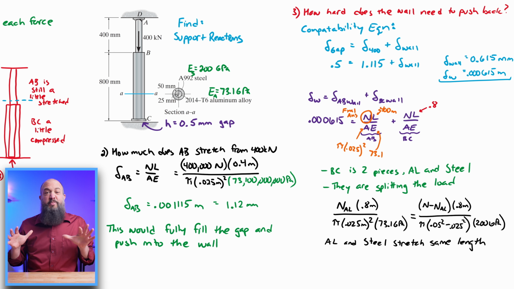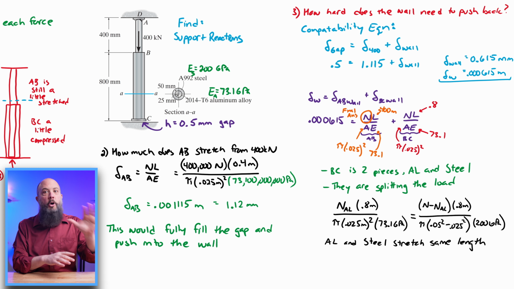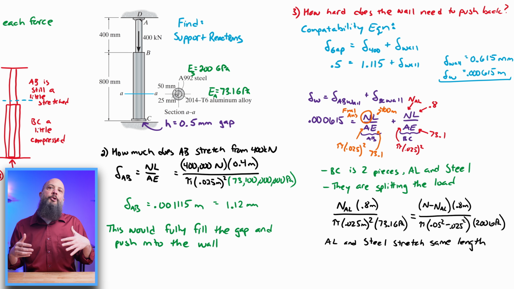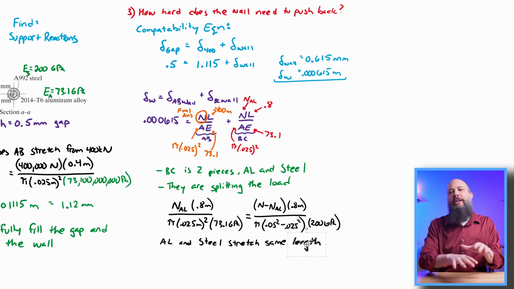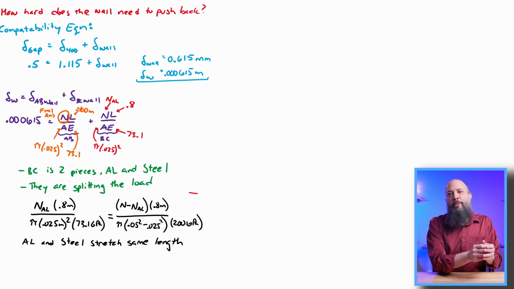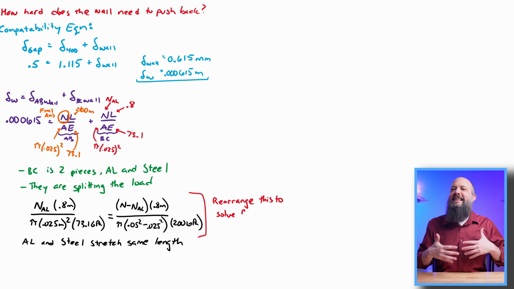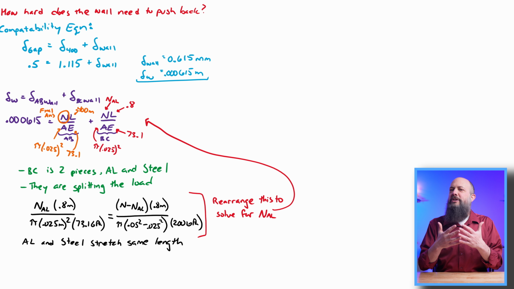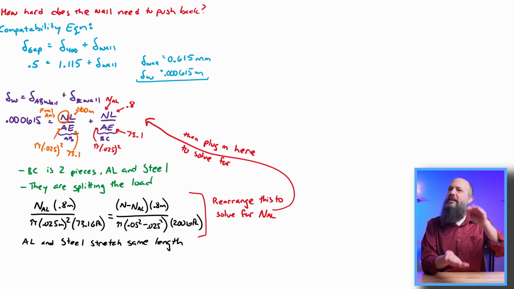But let's not lose track of the overall final answer we're looking for. We're looking for capital N, the force from the wall, the reaction force that's in the purple equation. We don't care how much is split up aluminum versus steel. So the way we're actually going to solve this problem is by rearranging this black equation to solve for NaL, and then plug that into the purple equation because the NL over AE in section BC is only actually the force in the aluminum section, right? Because both aluminum and steel have the same change in length.